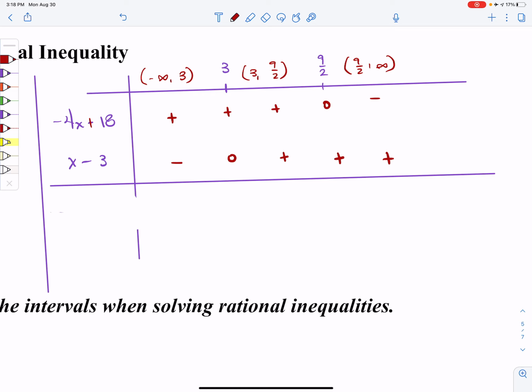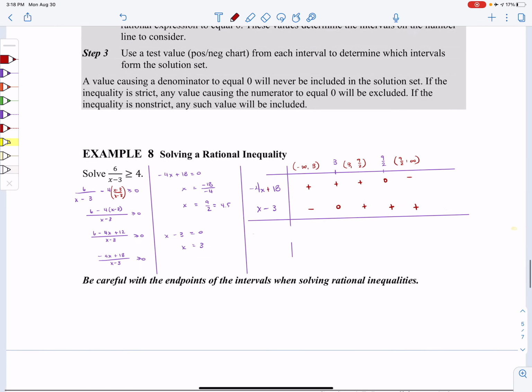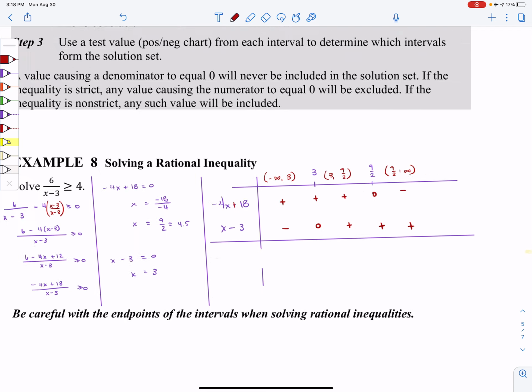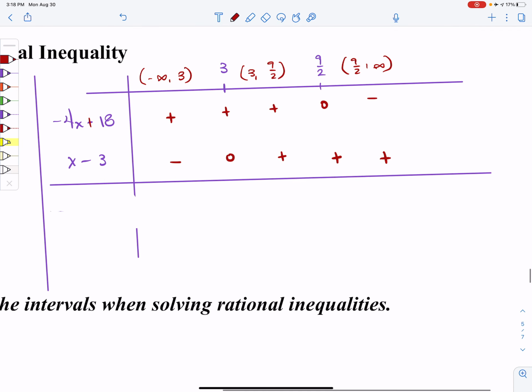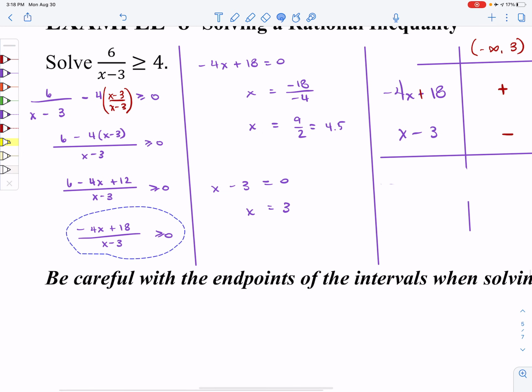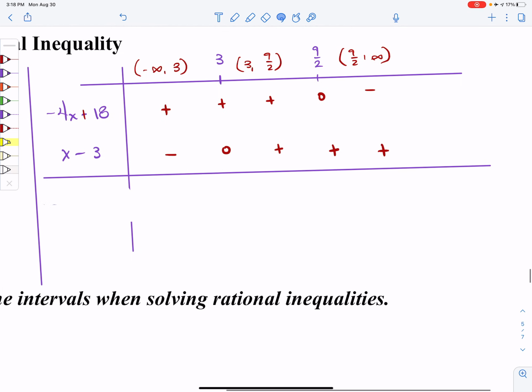So now what we're going to do, this is going to be a little different. Let's go to step number 3. Use a test value, so we just did that, from each interval to determine which intervals form the solution set. Now, remember that in the last video we multiplied our factors? Well, we're not multiplying factors now, we're dividing our factors. So instead of multiplying our signs together, we're going to divide our signs.